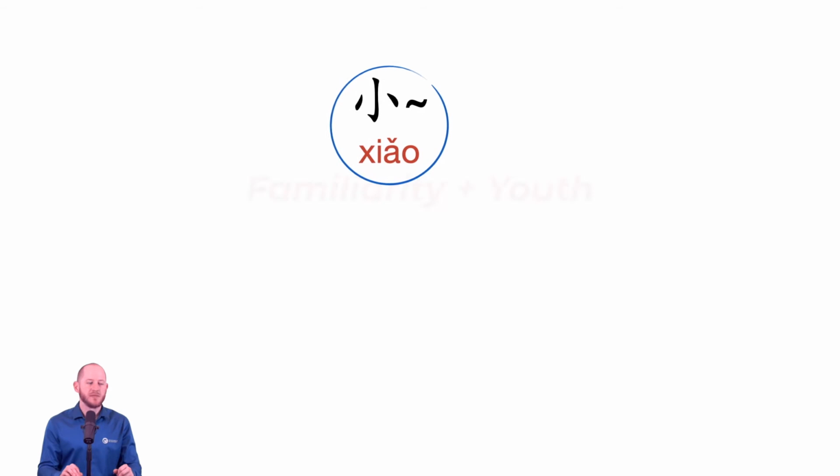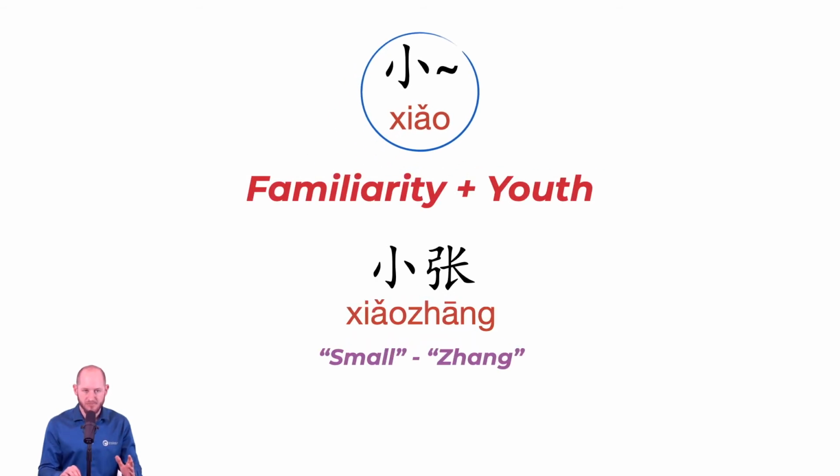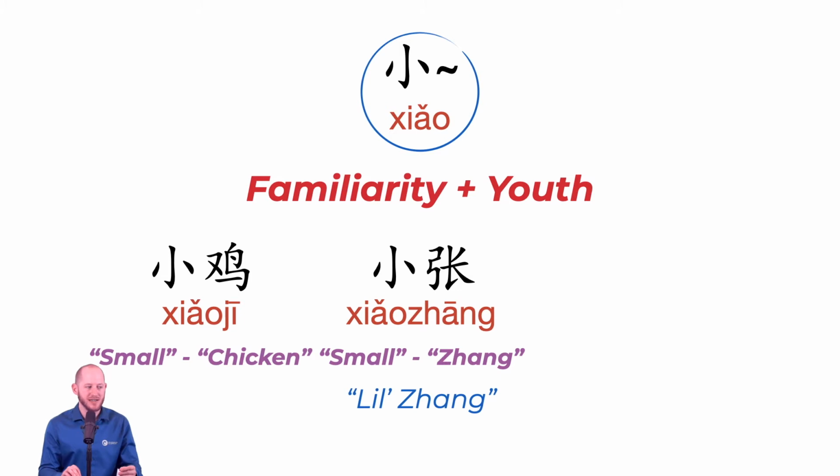Now let's go to xiao. Very similar to lao. It's a familiarity indicator. It expresses affection, but it also expresses youth to some degree. The Chinese conceptualize age, especially in comparisons with small and big, xiao and da. Now again, it's a prefix here where it does not mean literally that zhang is small, but it does express a sort of youthful energy to it. So xiao zhang is like little zhang.